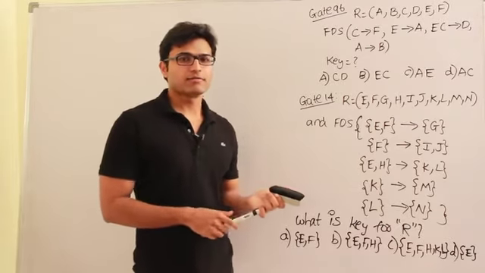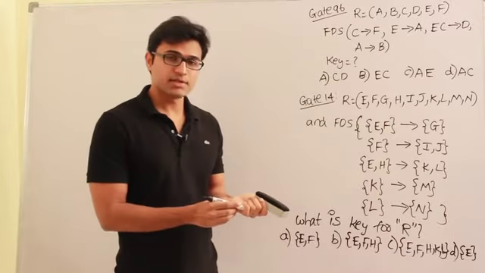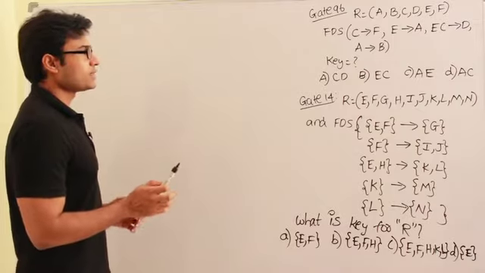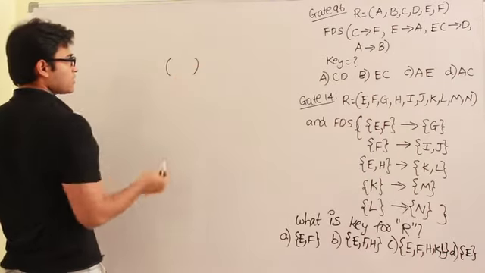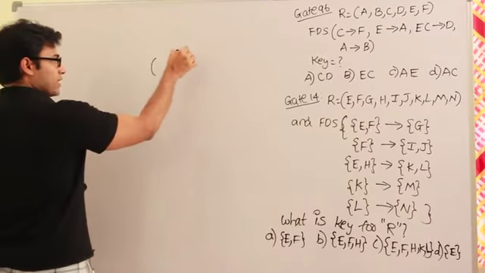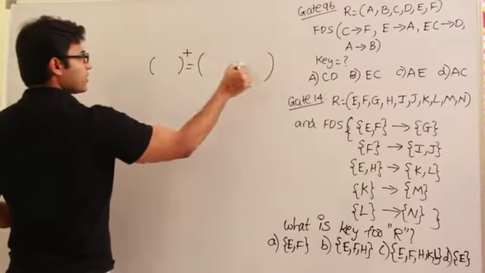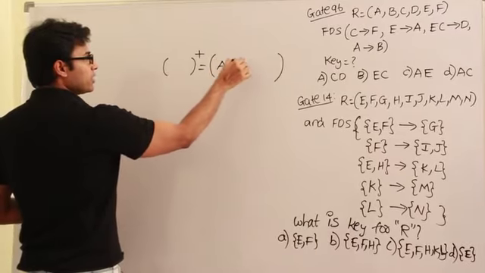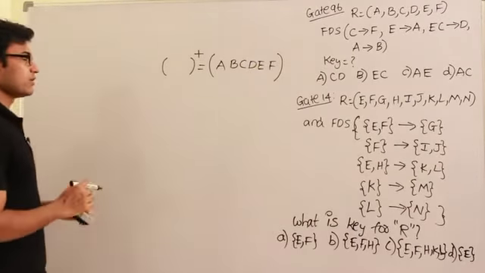But maybe let's see how this really works, how to find the candidate keys, the concept of it. Now I don't know what the candidate key is. Let us say there is some attribute or a collection of attributes which is going to be the candidate key. If I take the closure of this, I am supposed to get all the attributes in the table. I am supposed to get A, B, C, D, E, F.